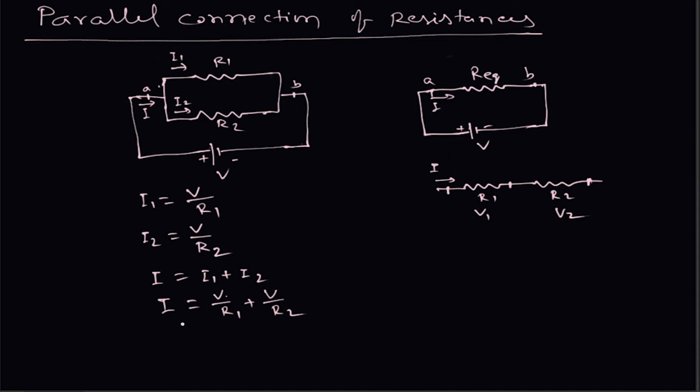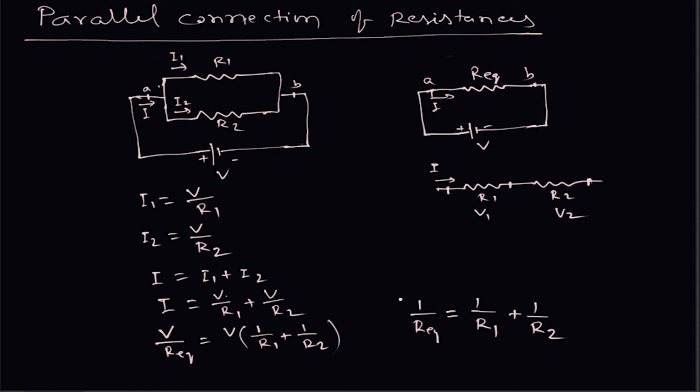So I is equal to V divided by R equivalent. The same Ohm's law is applied here. That is equal to, taking V common, 1 divided by R1 plus 1 divided by R2. So V will cancel out. So we'll finally get 1 divided by R equivalent is equal to 1 divided by R1 plus 1 divided by R2. And this is the equation that relates R equivalent with R1 and R2.